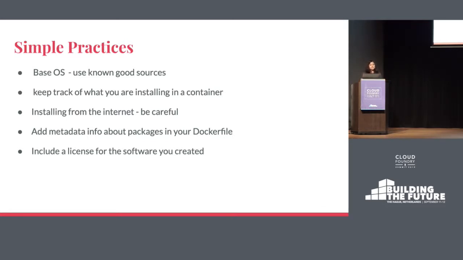Keep track of what you're installing in your container in every layer. And if you're getting something from the internet, make sure you're getting it from an official publisher or get a certified image. You can also add metadata info about what packages are in your Docker file and save it with your Docker file. And last, include a license for any software that you created or you're distributing so that you don't put others in the same situation.